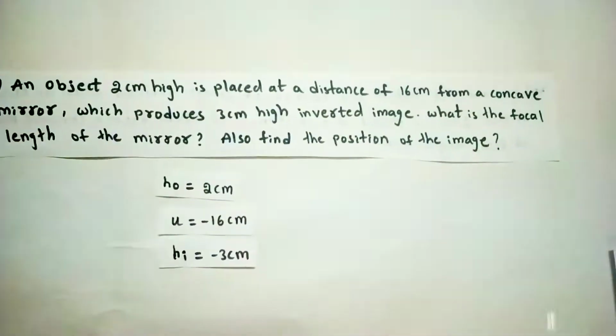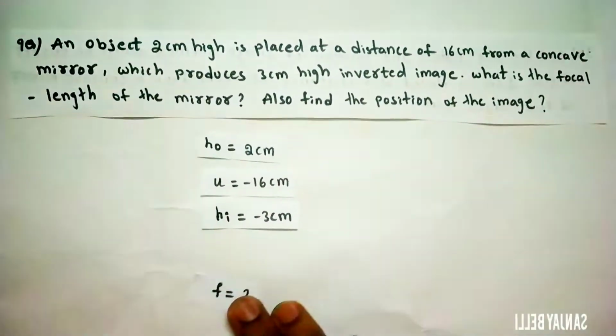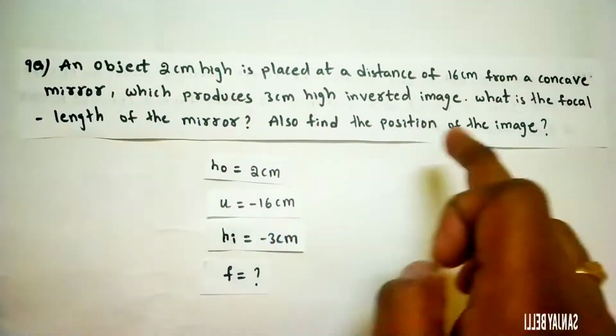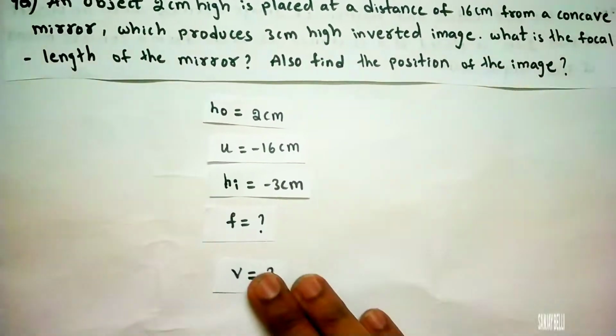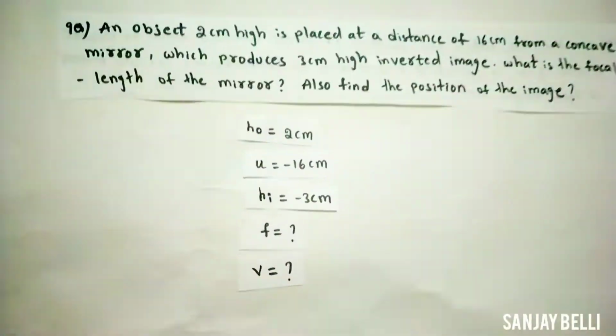So now what do we have to find? We have to find the focal length and also we have to find the position of the image, that is image distance.